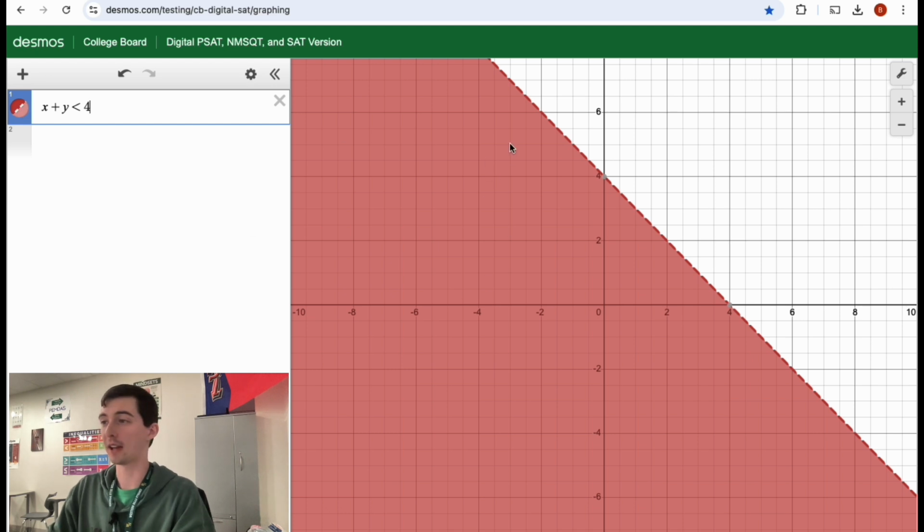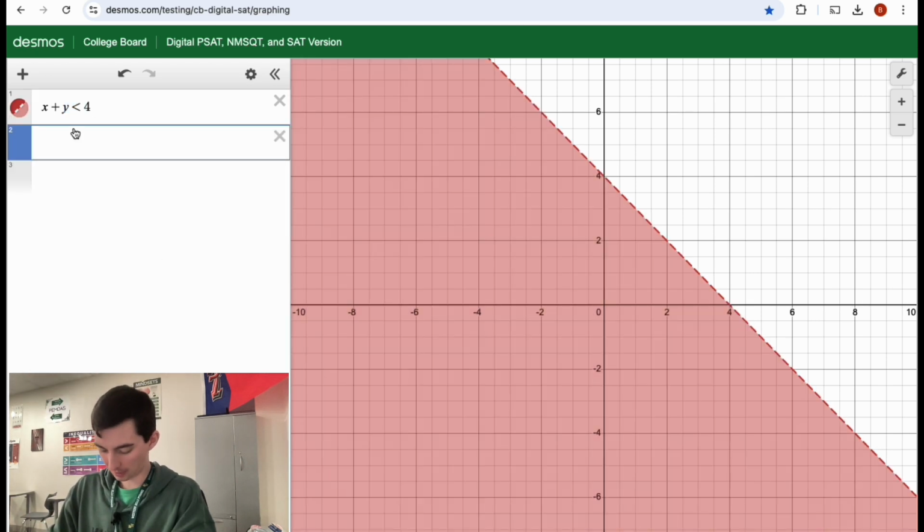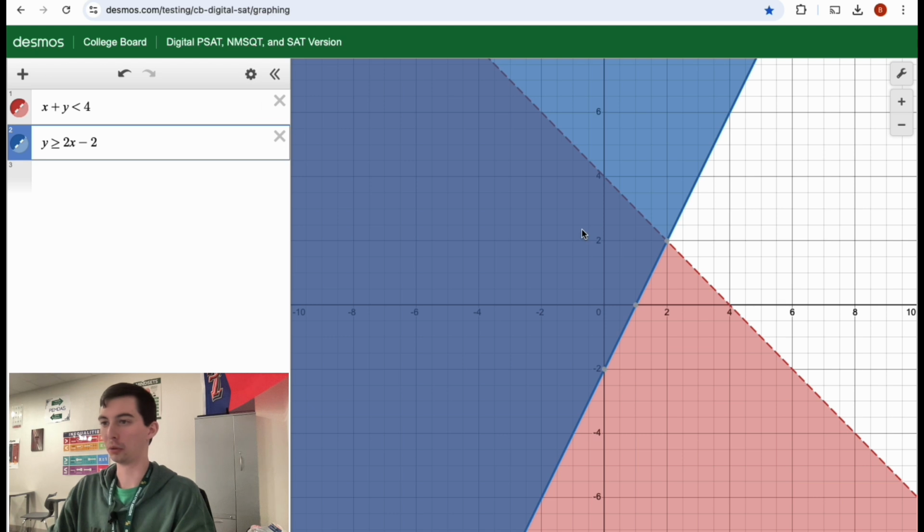And we can check this out. We have a dotted line since there's no line underneath my inequality. And we're shading everything below the line. So find your y, and it's a less than, so everything's going to be below. Now I can click this second box here and say y is greater than or equal to 2x minus 2, and I get this nice blue section here.